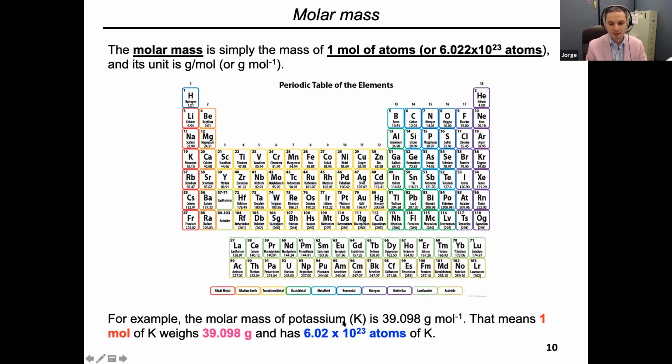For example, the molar mass of potassium is 39.098 grams per mole. And that means 1 mole of potassium weighs 39.098 grams. And the amount of atoms in this mass is 6.02 times 10 to the 23rd. Okay, very good. So that was just a quick recap. So let's move on to new things.